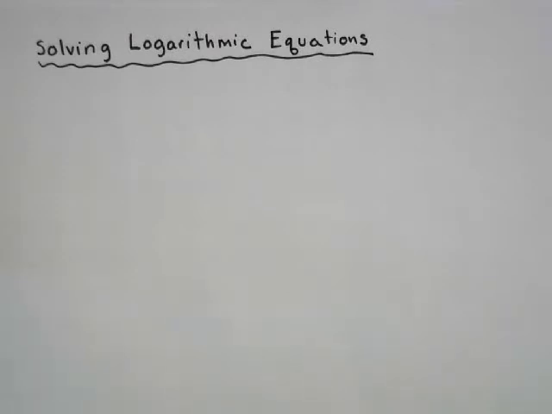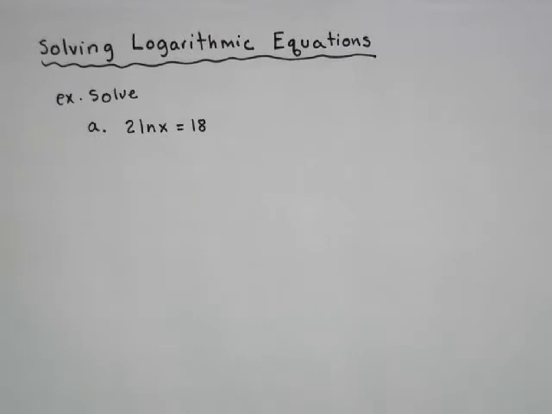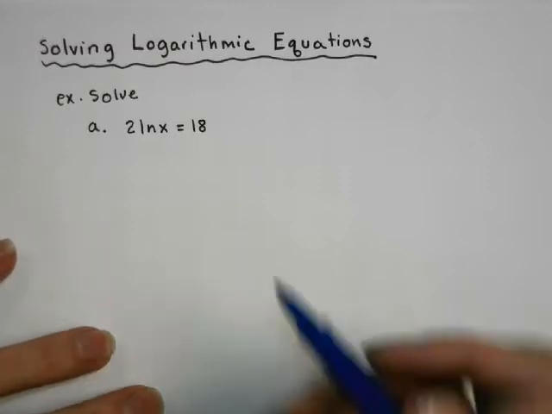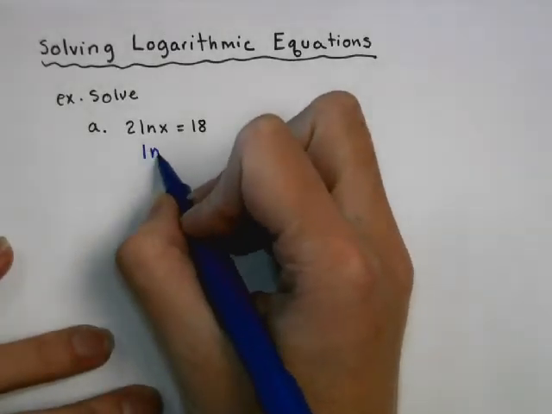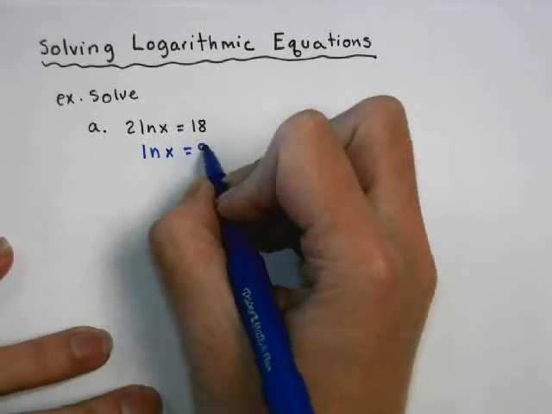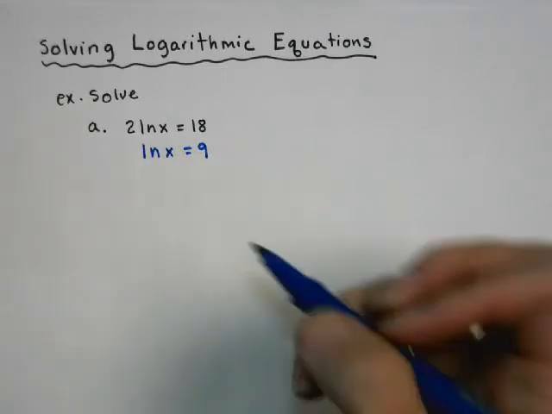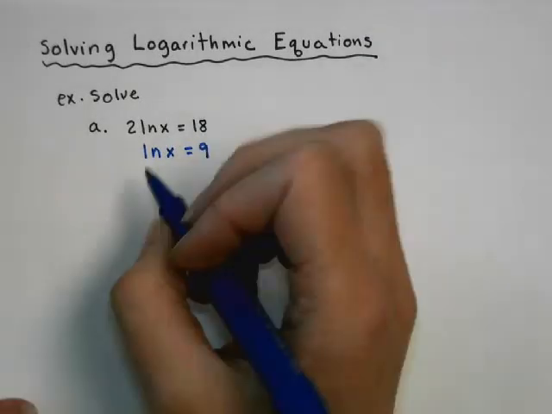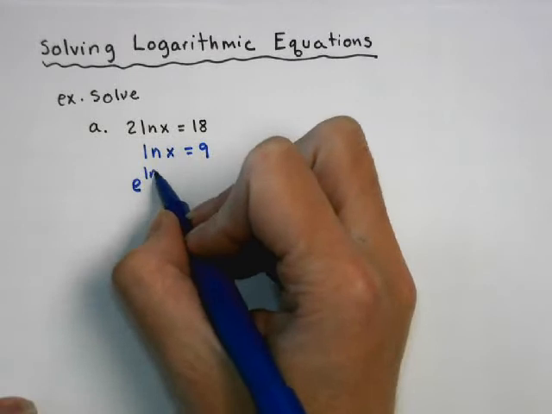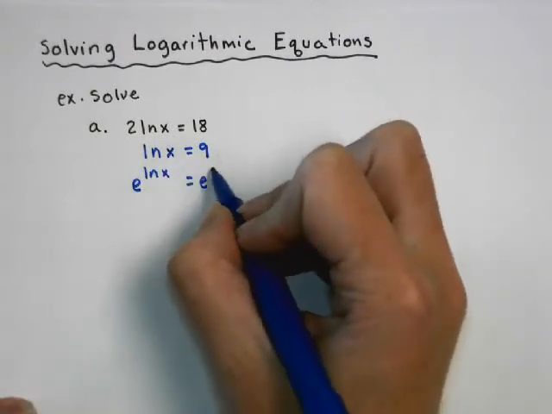Next, we're going to use the one-to-one property of exponents to solve logarithmic equations. So our first equation to solve is 2 natural log x equals 18. So we want to isolate the logarithm, so I'm going to divide both sides by 2. Then I'm going to use the one-to-one property to eliminate the logarithm by picking an appropriate base. In this case, my base is going to be e.